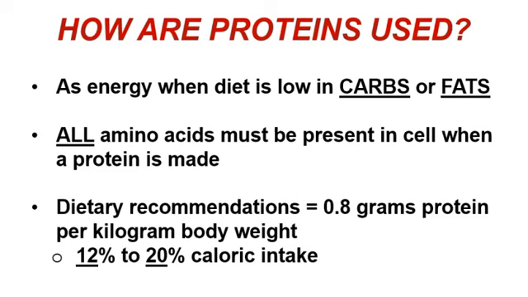All of the amino acids need to be present during protein synthesis, including those essential amino acids that we talked about earlier. Otherwise, that particular protein cannot be synthesized at that time. Daily dietary recommendations are typically about 0.8 grams of protein per kilogram of body weight per day, which represents roughly 12 to 20% of our daily total caloric intake. Different activity levels and types of exercise will also play a role in how much protein should be consumed each day in order to meet the needs of that particular person.